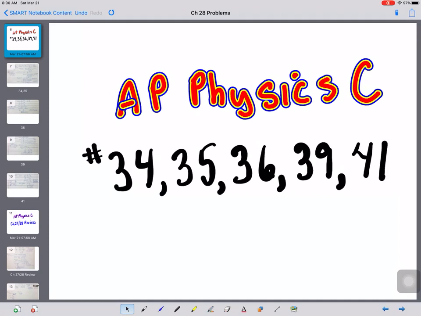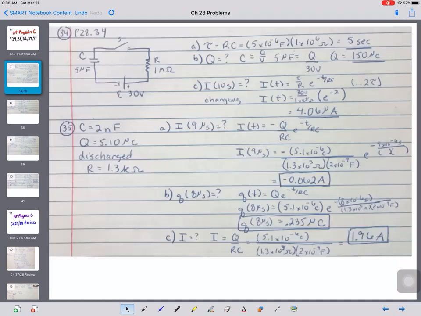This is AP Physics, assignment on RC circuits. Problems 34 and 35. 34 is a simple RC circuit, single resistor, single capacitor, and a switch in the battery.